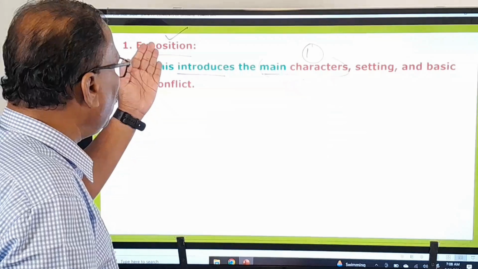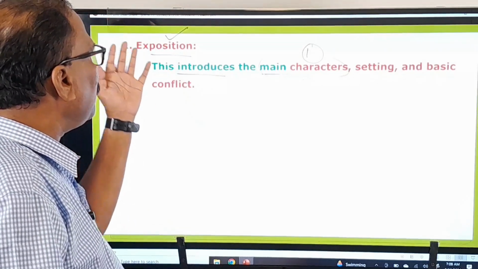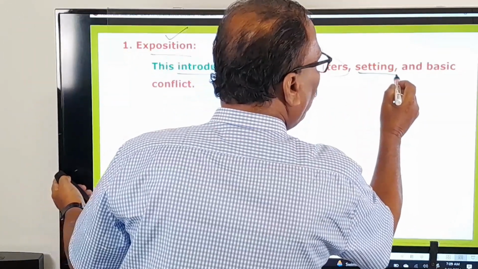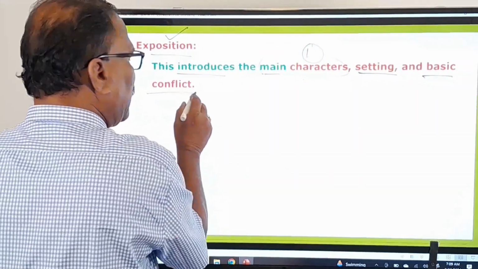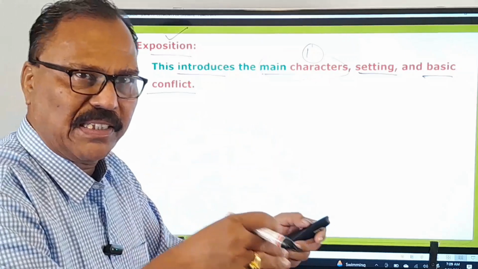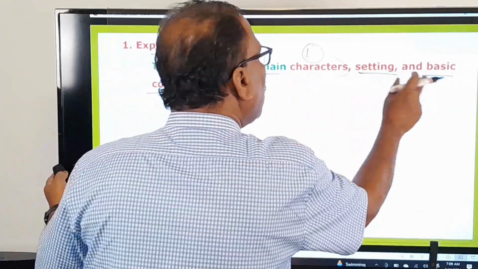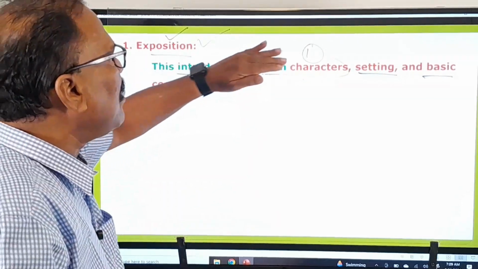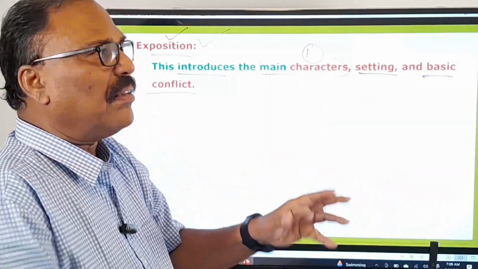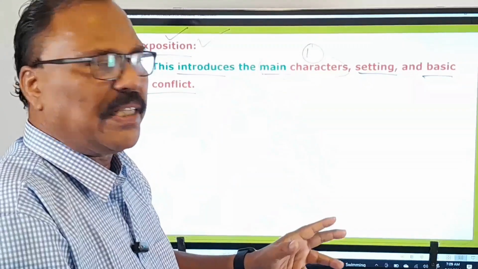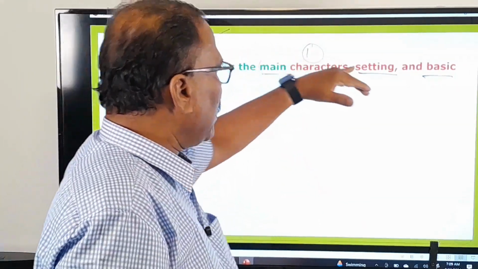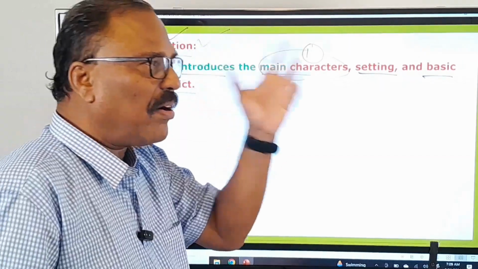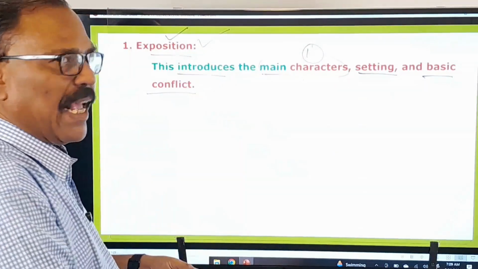What does this exposition do? It exposes or introduces the main characters, the setting of the drama and the basic conflict. What actually is going to be the conflict in that drama. So these three things are explained in this exposition, and the audience will get acquainted with the characters of that drama, the setting of the drama, and the basic conflict of the drama.